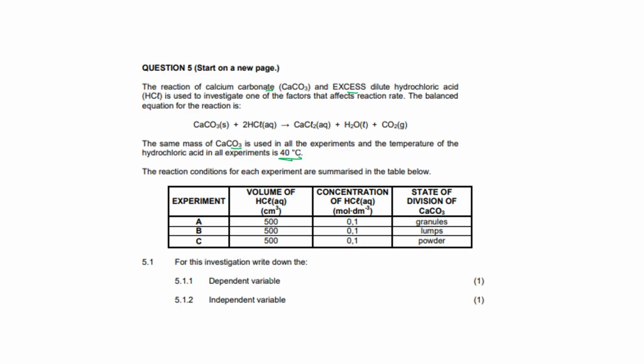For this investigation, write down the dependent variable and the independent variable. Okay, so the independent variable is the one that you change, and the dependent variable is the one that changes because of the independent variable. So the dependent variable here would be the reaction rate, and the independent variable will be the surface area, or the state of division, you could call it right here. It's the thing that we change, and then the reaction rate changes because of that.